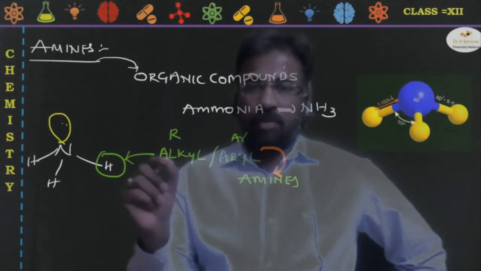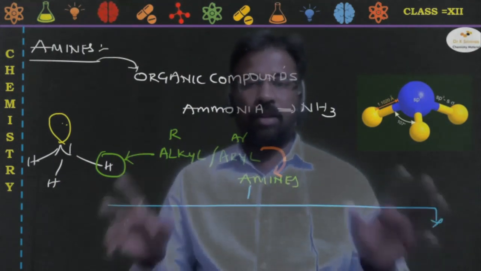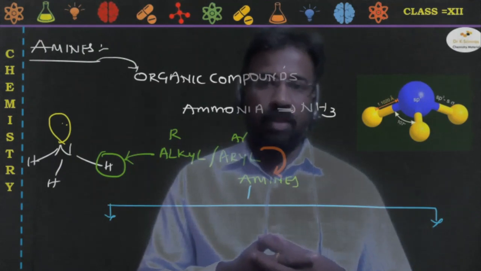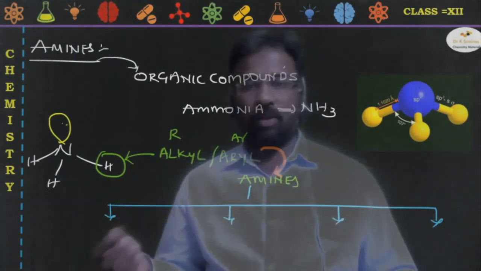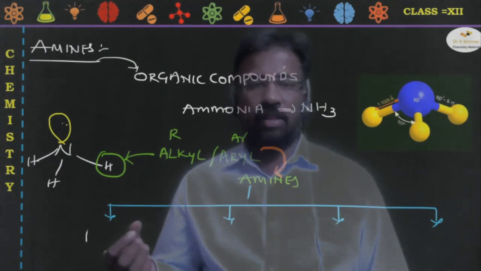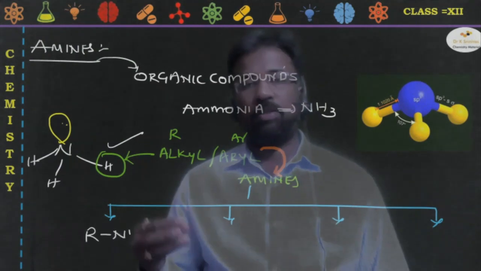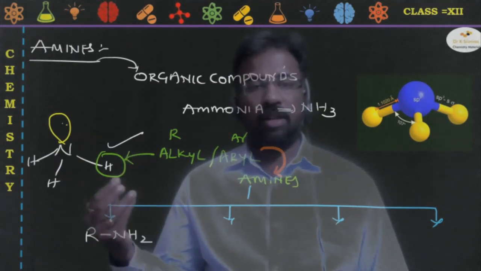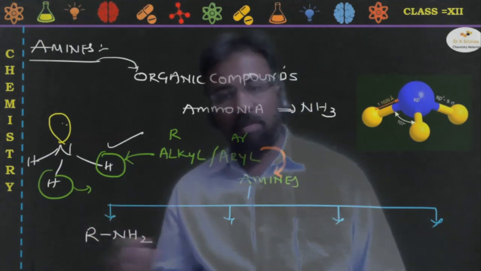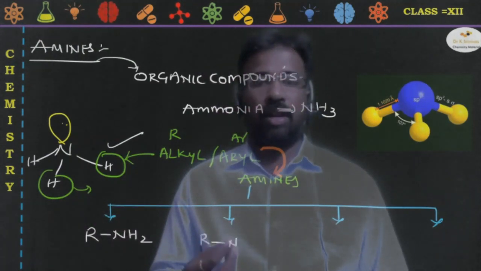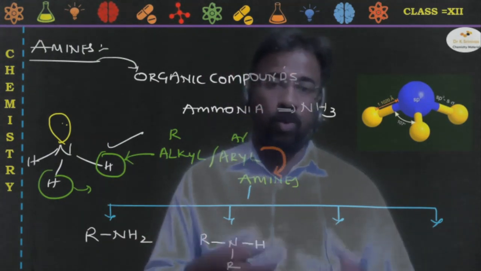These amines are classified into different types. You can check here, four types. Let us go to the first one. It is the primary amine, like RNH2. How do we get it? Just by replacing one hydrogen with R. If you replace one more hydrogen, then we get R, N, and one more R. So two R's we are going to get.